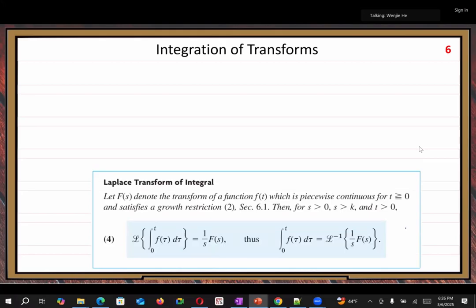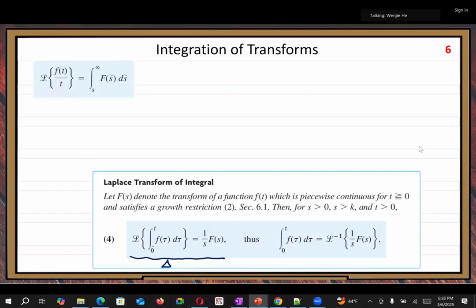Laplace transform of an integral, right? This is our old formula. For comparison, here I copy it. This is the old formula we learned before. We take the integral inside the Laplace transform, that L operation, on this side, not the capital F side, the S side.